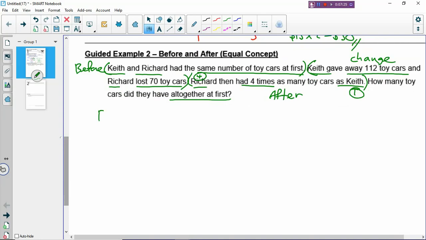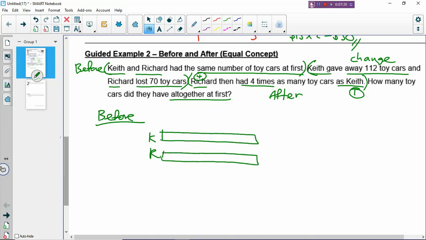So how do you draw the before? Both of them had the same number of toy cars. So you can draw 2 rectangles of the same length. And that's your before. And then Keith gave away 112. So you cut here. It's still there, right? Give away means you cut the rectangle, but it's still there. It means that Keith is going to give away, but hasn't given yet. That's why it's still called before. And then Richard lost 70, cut a smaller part. So Richard is going to lose 70, but hasn't lost yet because it's still inside the rectangle.